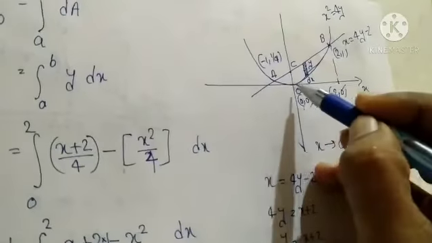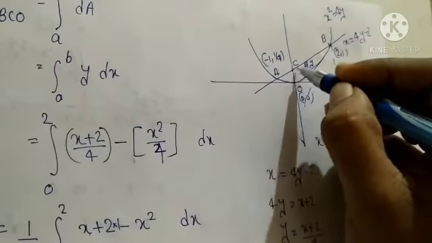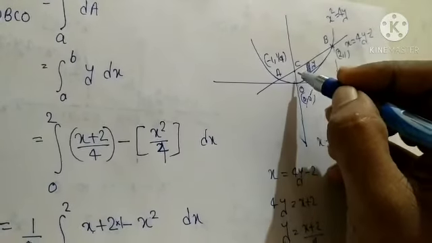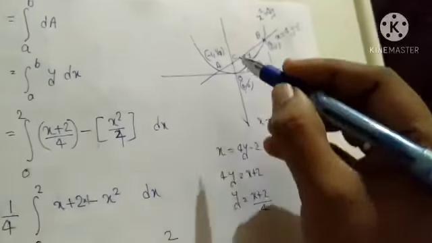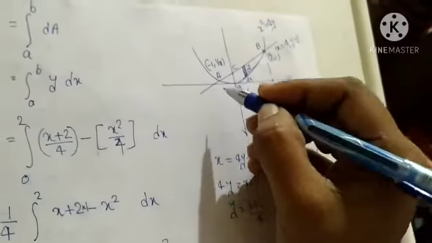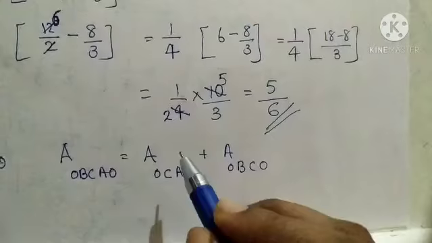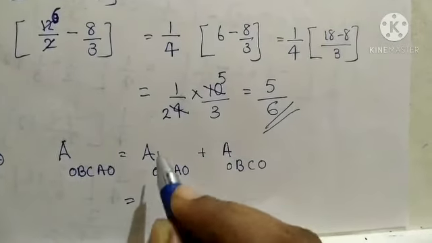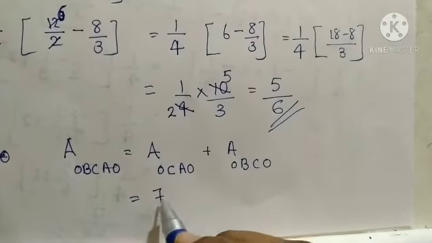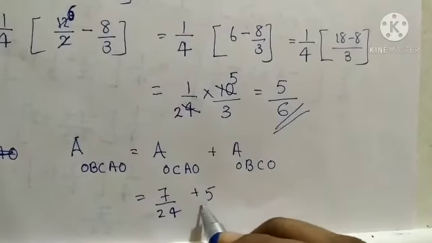now we get the two areas. First area of this region is 7 by 24, and now we have calculated the area of this region is 5 by 6. The overall area of OBCAO is equal to area of OCAO plus area of OBCO. We get area of OCAO is 7 by 24 plus area of OBCO is 5 by 6.